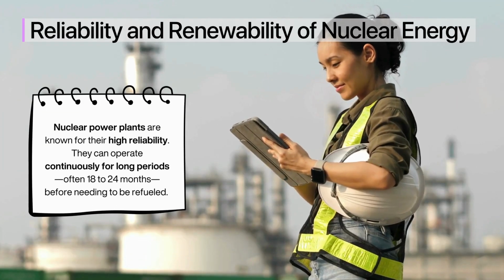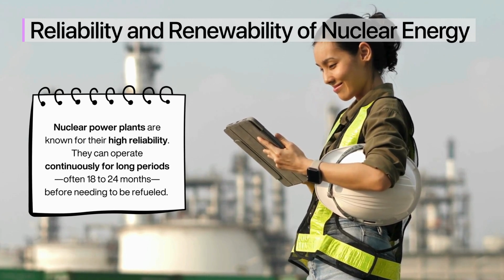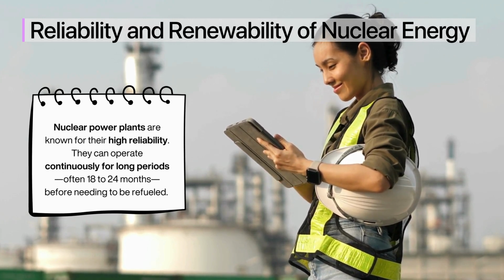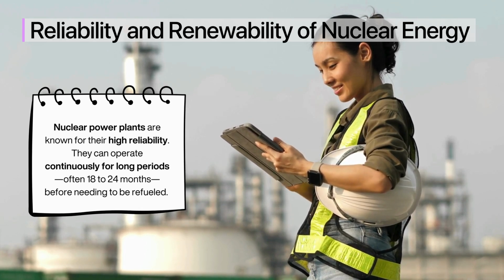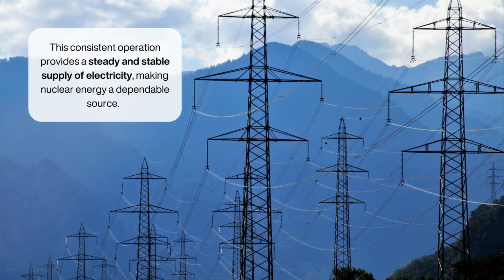So how reliable and renewable are they? Nuclear power plants are known for their high reliability. They can operate continuously for long periods, often 18 to 24 months, before needing to be refueled. This consistent operation provides a steady and stable supply of electricity, making nuclear energy a dependable source.